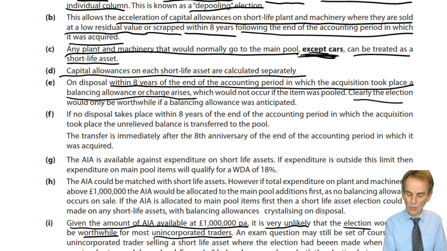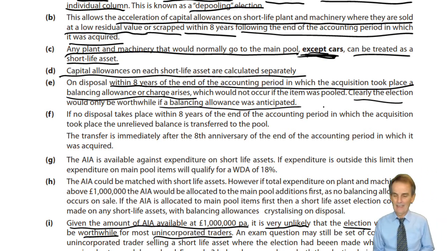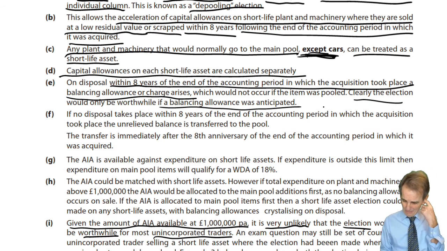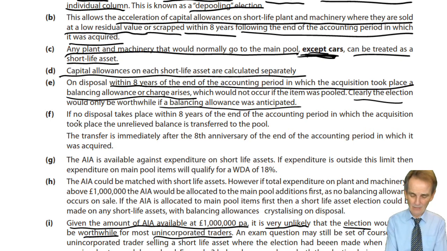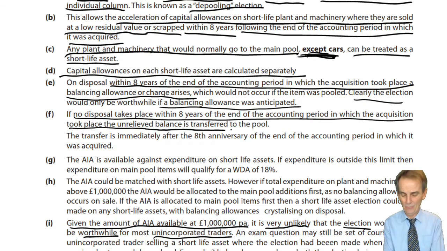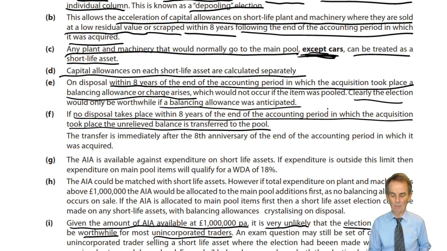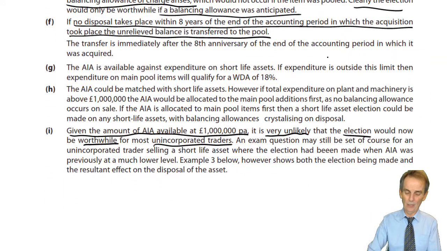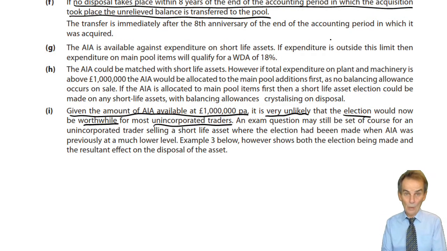Clearly, as we said, the election would only be worthwhile if a balancing allowance was anticipated. Now, I don't think it's going to be an issue for you, but say we made the de-pooling election and it transpires we don't actually sell. We keep. So if no disposal were to take place within 8 years of the end of the accounting period in which the acquisition took place, the unrelieved balance would be transferred back to the pool. Again, not an issue I think we need to worry about.